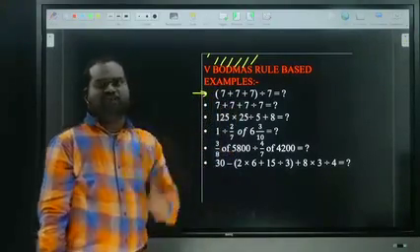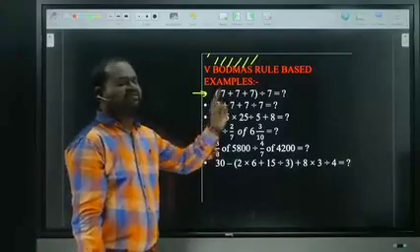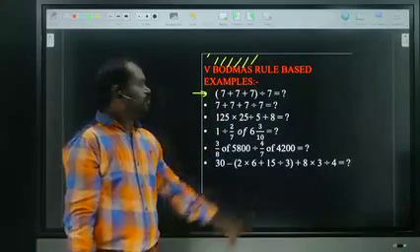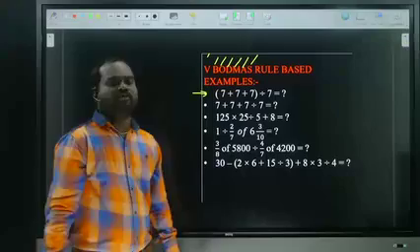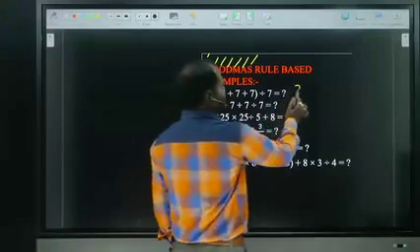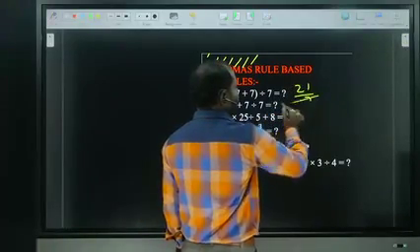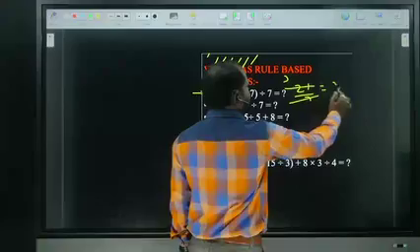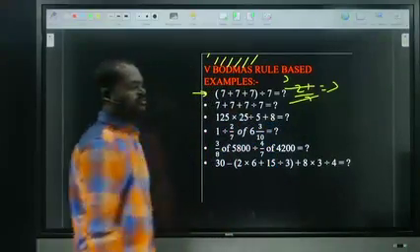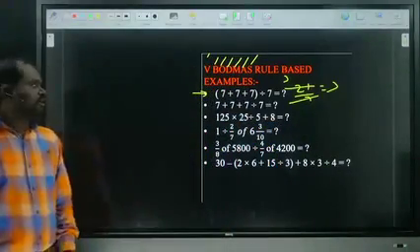First of all we have to finish the bracket. 7 plus 7 plus 7, how much? 21. 21 by 7, what is the answer? 3. Answer is 3. 21 by 7 is 3. Okay, now next one.